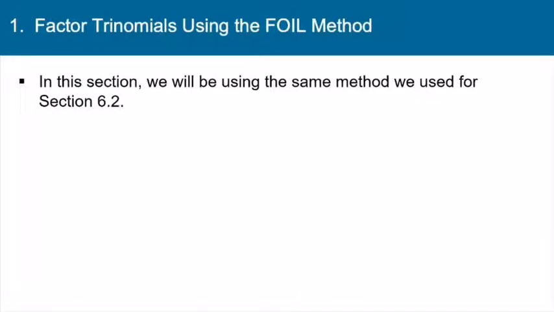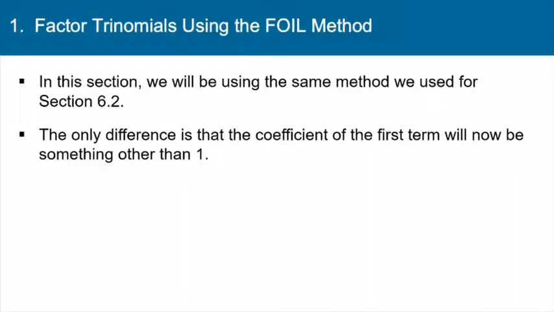Now in section 6.2, we learned how to factor trinomials, but every trinomial we looked at, the leading coefficient was 1. In this section, we'll be using the same basic method that we used last time, but the difference between these problems and those is that the coefficient of the first term in this section will now be something other than 1.